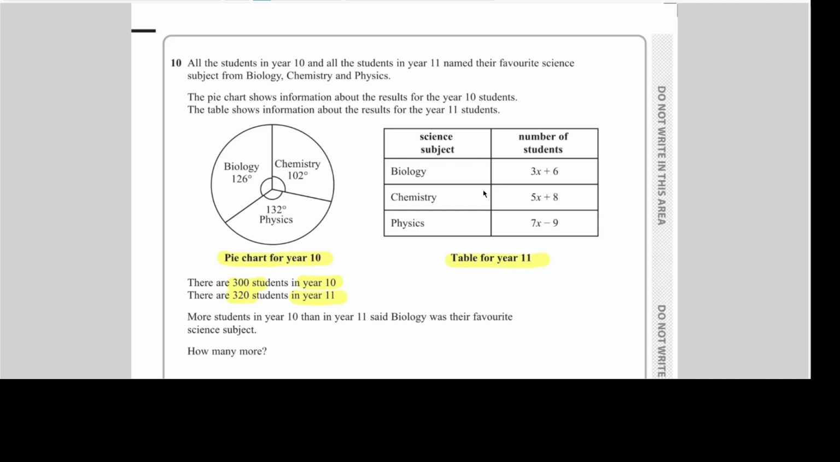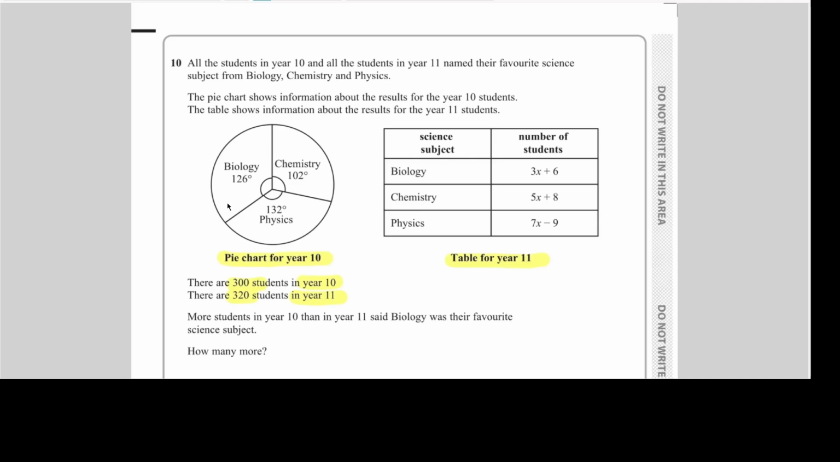You need to get the number of students who said that biology was their favorite in year 11, and you need to subtract them. Then your goal has to be taken this one, the number of students who said that biology was their favorite in year 10. When there's a pie chart, you need to understand this one. There is a proportion. Angle is proportional to the frequency.